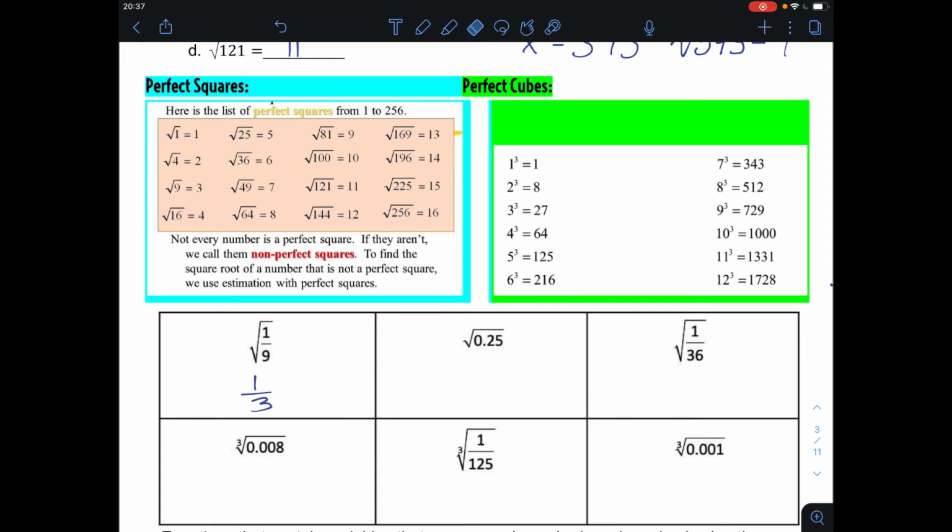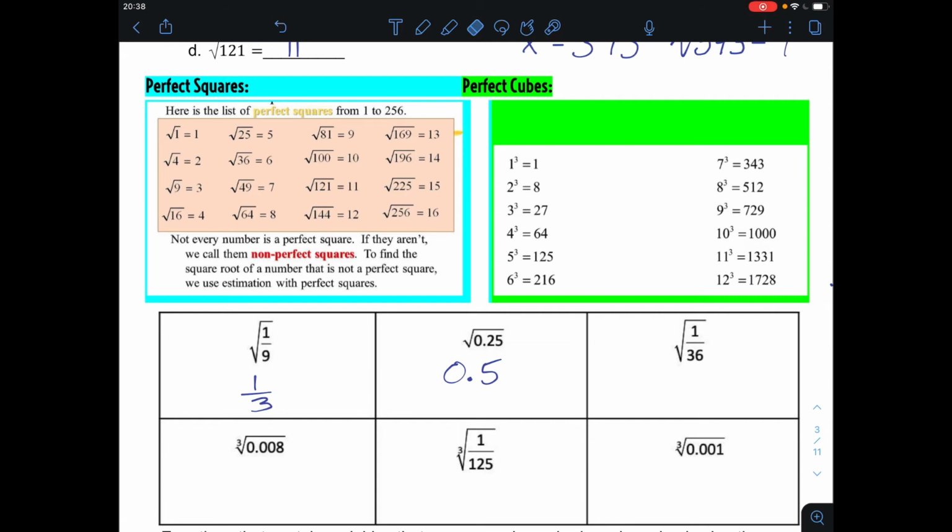We can do the same thing with decimals. What number times itself would equal something to the value of 25? Well, 5 times itself is 25. Since this decimal is 25 hundredths, we need to know what decimal multiplied by itself would equal 25 hundredths. And if I do 5/10 times itself, I would get 25 hundredths.